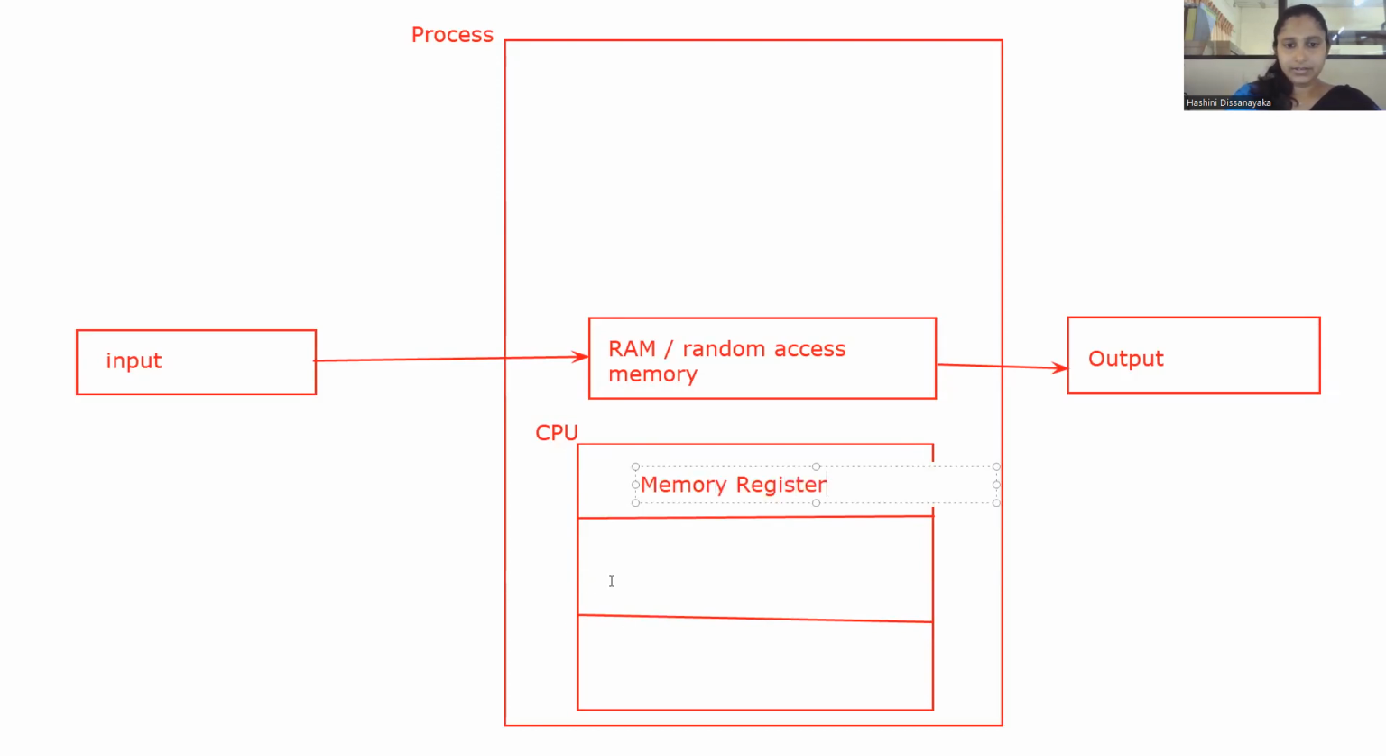The other part we call the arithmetic and logic unit. The third part we call the control unit. Simply we call them CU, ALU and memory register.